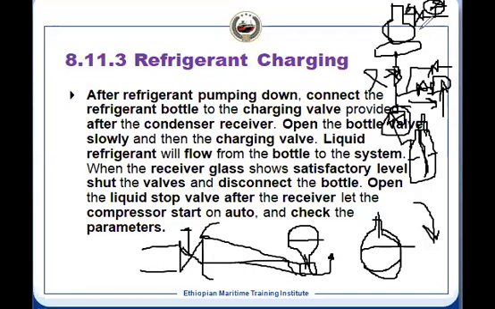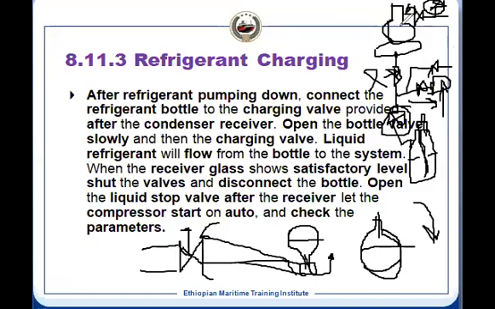What will happen? You have a set point for cutting in and cutting out. But for this, because it is an air conditioning system, you might not be having that system. So you have to do it manually. In that case, what will happen? You watch the suction gauge and manually you start.